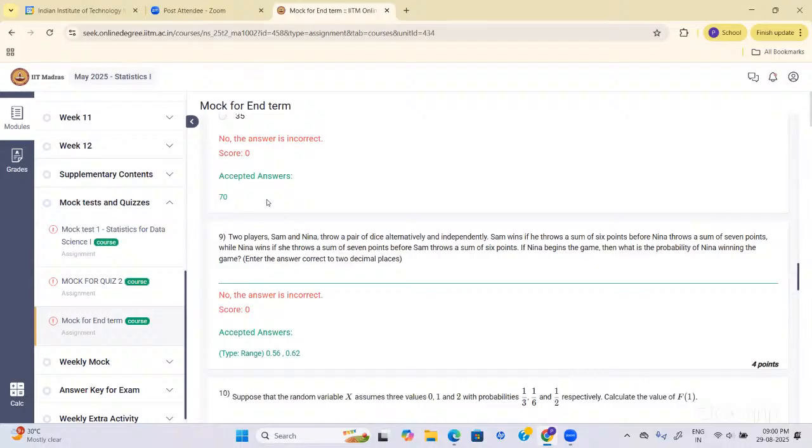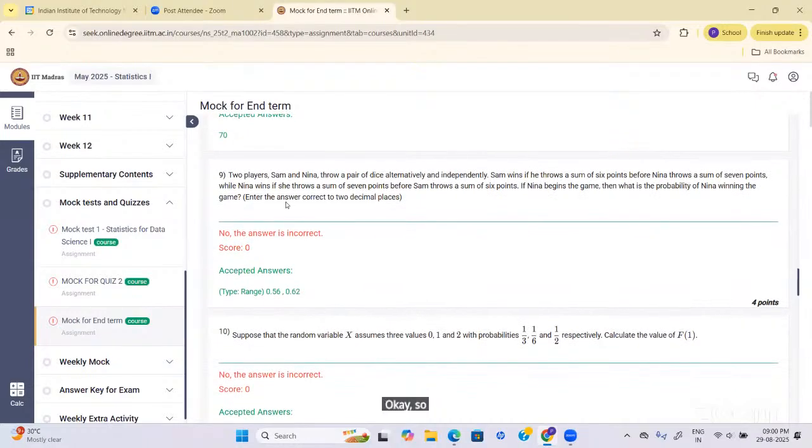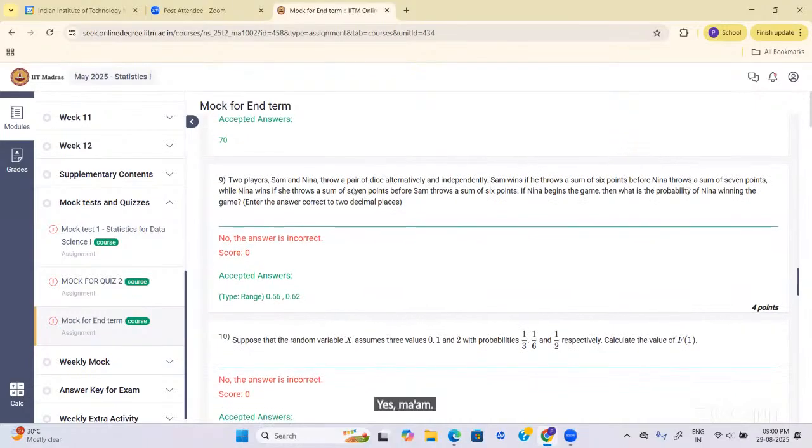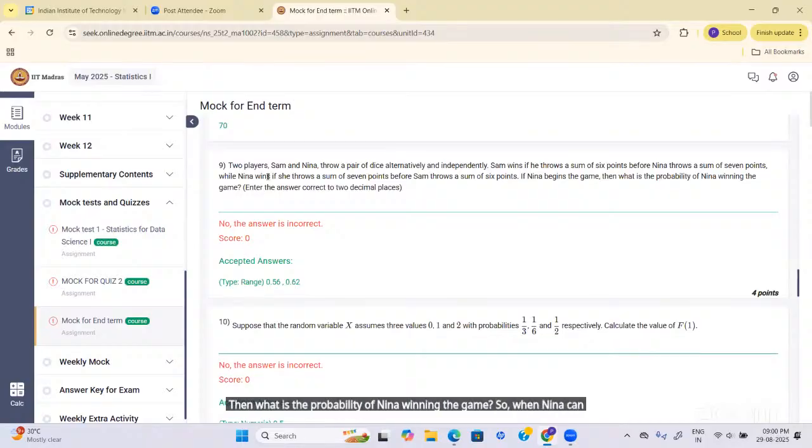Yes, ma'am. Okay, so the next question is, two players, Sam and Nina, throw a pair of dice alternately and independently. Sam wins if he throws a sum of 6 points before Nina throws a sum of 7 points, while Nina wins if she throws a sum of 7 points before Sam throws a sum of 6 points. So if Nina begins the game, then what is the probability of Nina winning the game? So Nina can win the game if she throws a sum of 7 points before Sam throws a sum of 6 points.